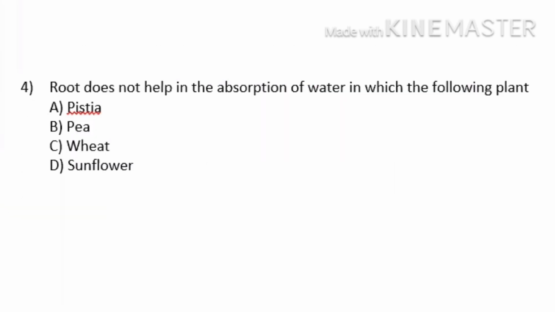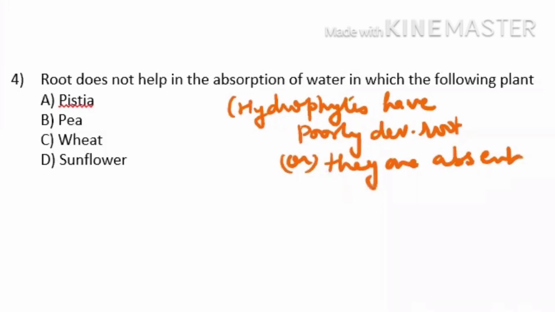Now see the fourth question. They are asking in which plants roots do not help in the absorption of water? So obviously roots are absent in the hydrophytes. You can see hydrophytes have poorly developed roots. In this case, if you see the options given, this is the only one which is hydrophytes. This is your mesophyte.